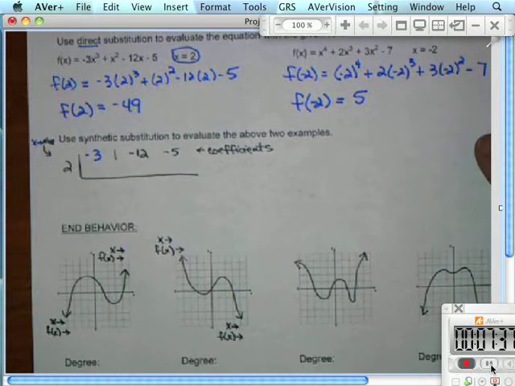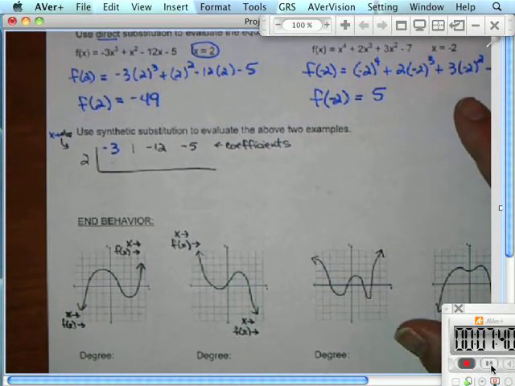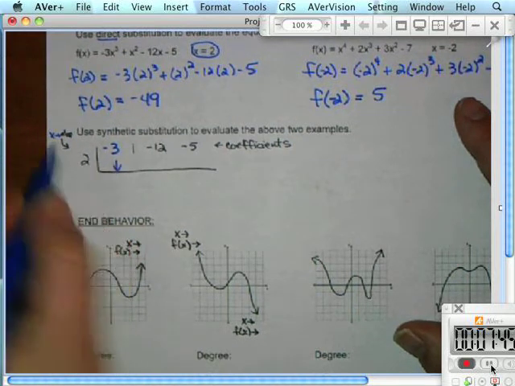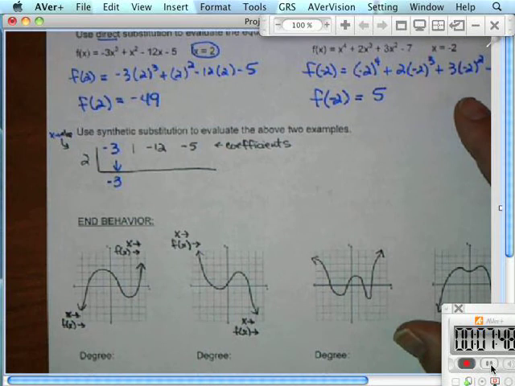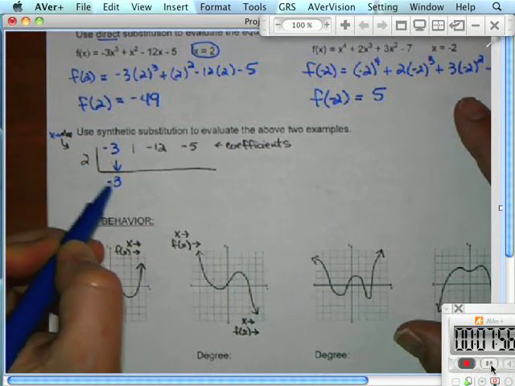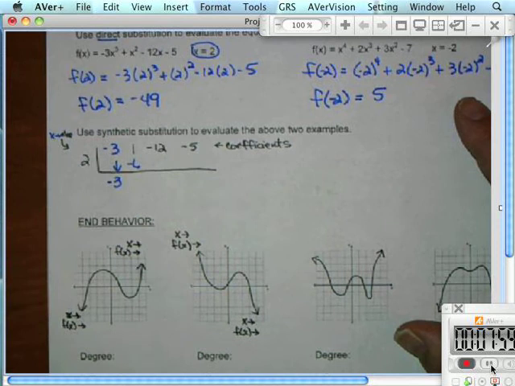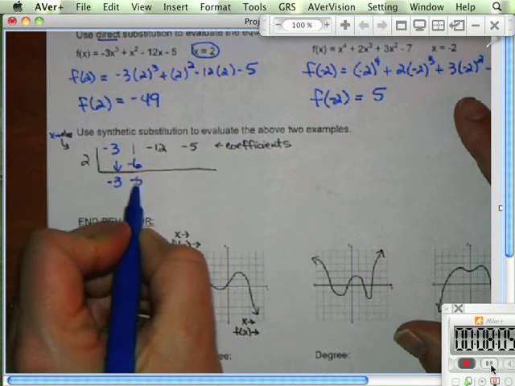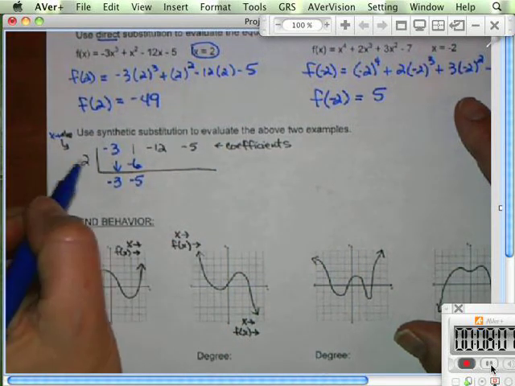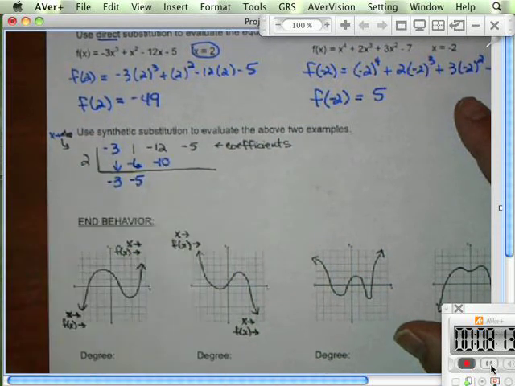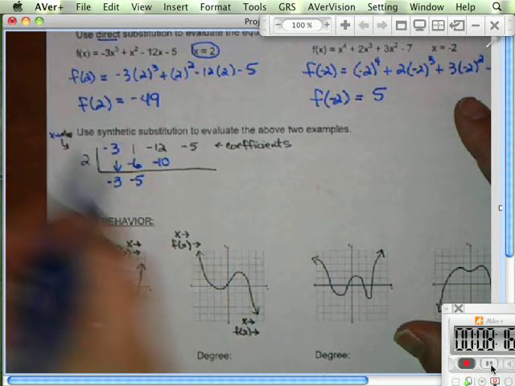All right, here's what you do with synthetic substitution. All you do for the first one is you bring down the first coefficient, and you write that right there underneath. Then, this is where the new stuff begins. Then you do your x value times that, so 2 times negative 3, and you write it up here, negative 6. And then you add down, so this becomes negative 5 here. And then you take your x value and you multiply by that. 2 times negative 5 is negative 10, and you place that right here. And you add down, and you're going to get negative 22.